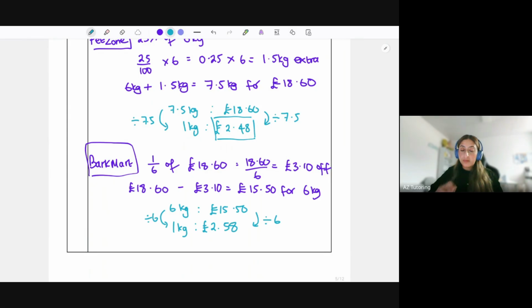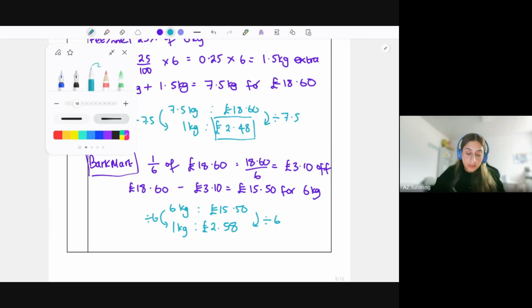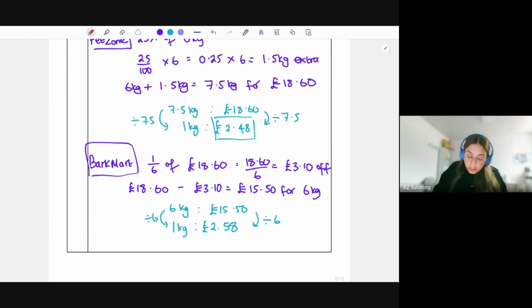So remember, always write your statement. So the final statement is going to be the cheaper option is Pet Zone. So the cheaper option is Pet Zone. So always write your statement at the end. That will get you your final mark.